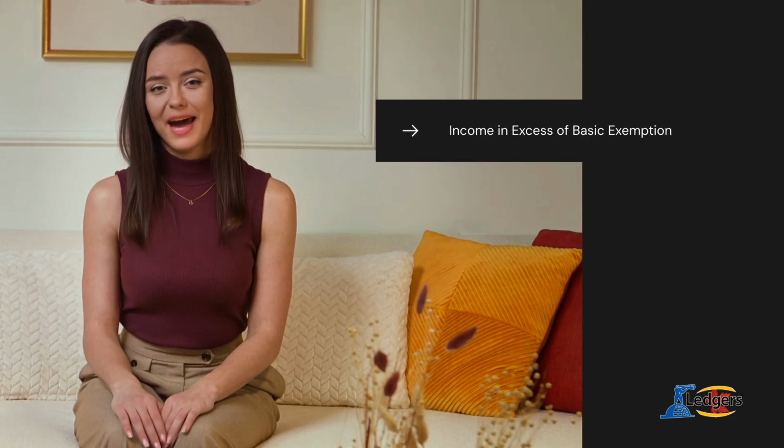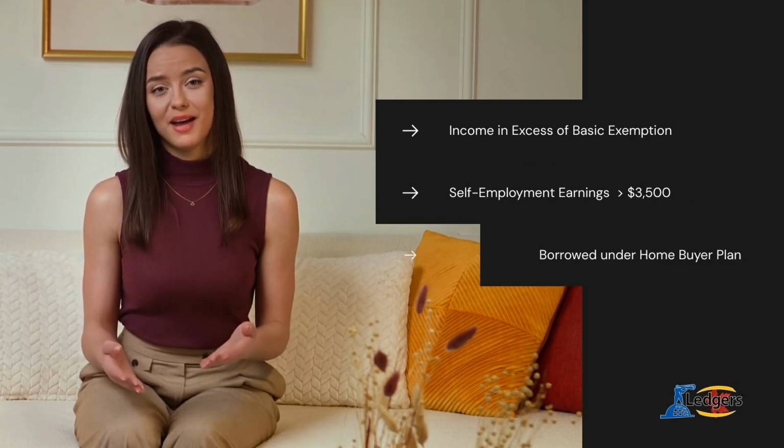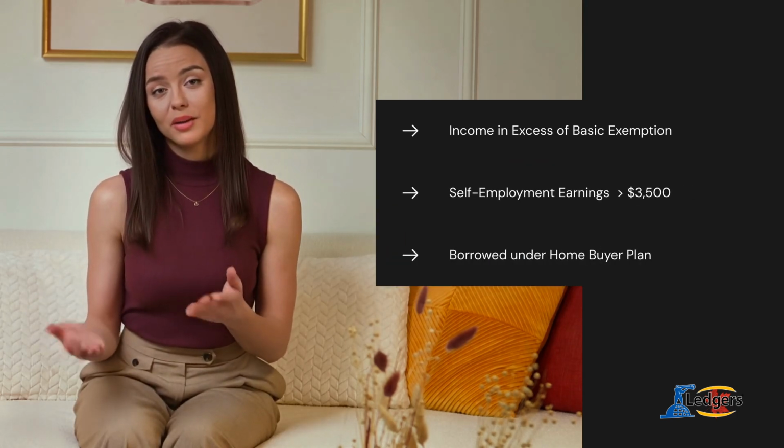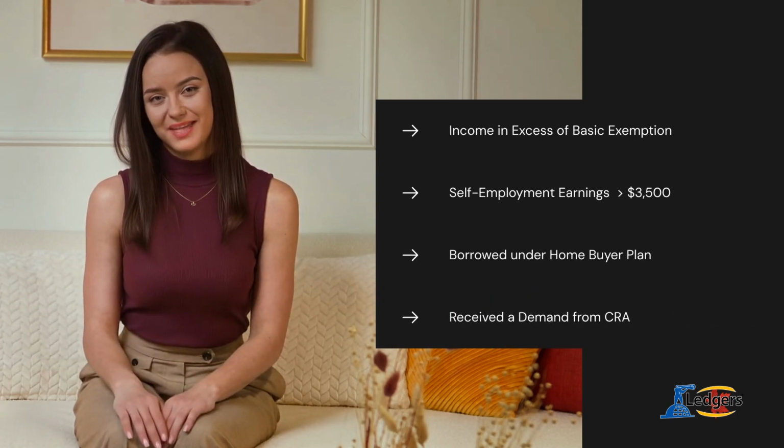You must file a tax return each year if you meet any of the following criteria. 1. You have income in excess of the basic exemption. 2. You have self-employment earnings greater than $3,500. 3. If you borrowed under the home buyer's plan. Or 4. You have received a demand to file from the CRA.